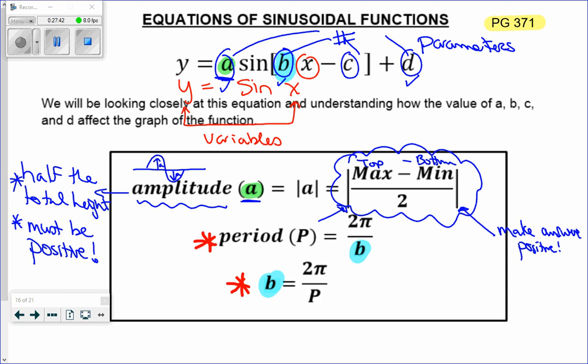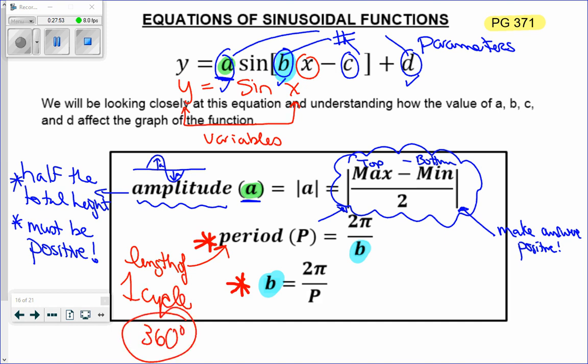Period. This is the length of one cycle. So for sine and cosine, the length of the cycle was 360 degrees. Okay. So the letter B, so the B here is this B right here. That's why I highlighted it in blue. The letter B allows us to find the period.